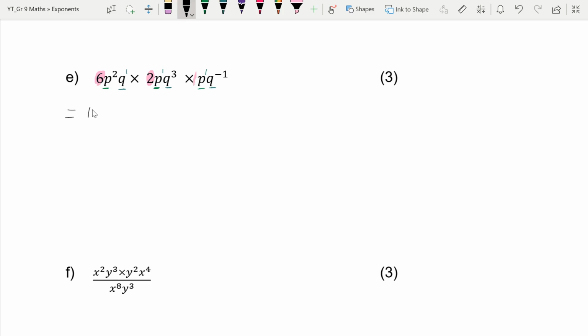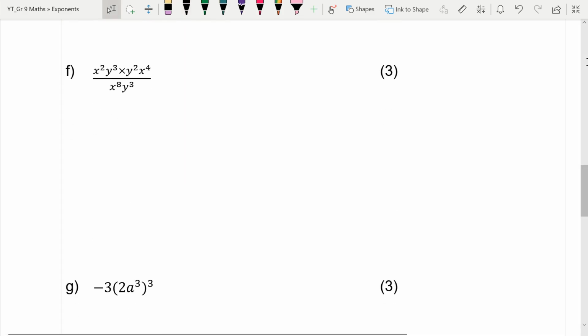So that will give us 12. And then base of P will be 2 plus 1 more. It will be P to the power of 4. And then Q to the power of 1 plus 3, which is 4. Take 1 away, to the power of 3. And that's it. We simplified it.